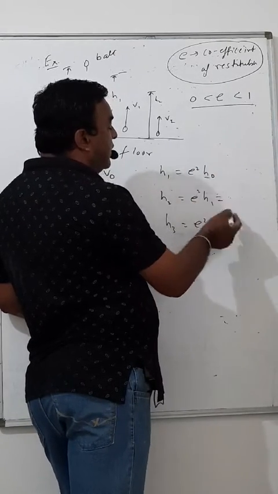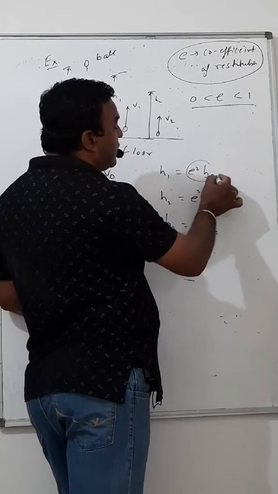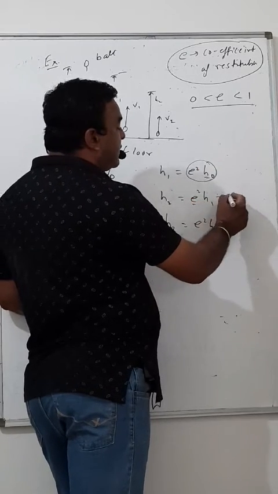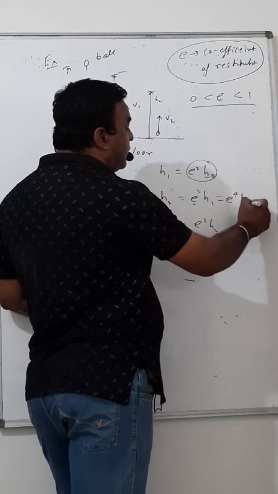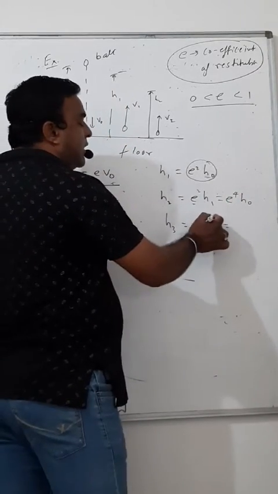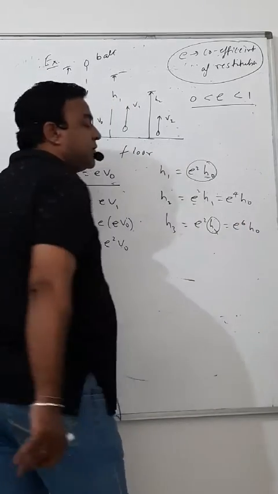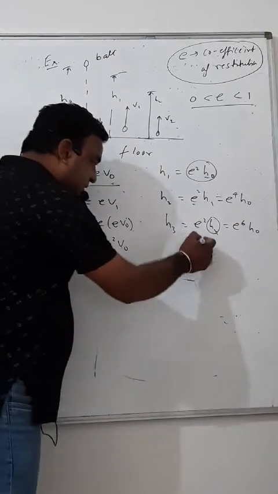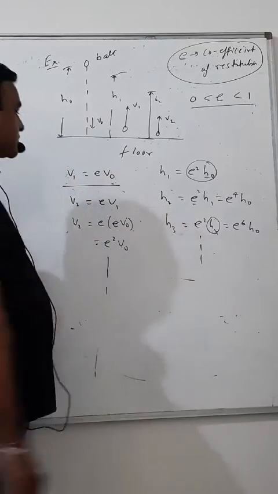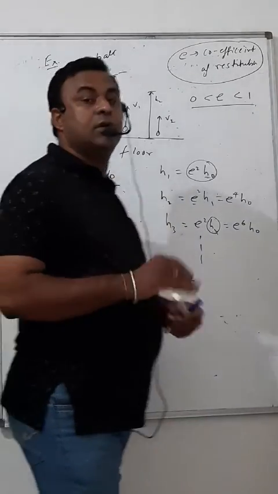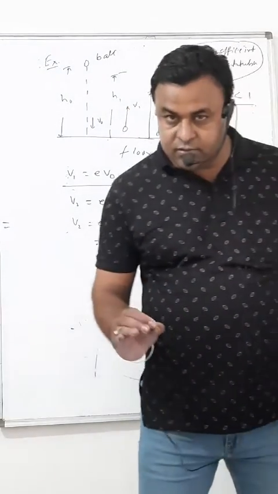Now this is the known value. H1 is e square H0. So e square is here, it is e4 H0. It is H2 = e4 H0. It becomes e6 H0. Got it? These are the values.